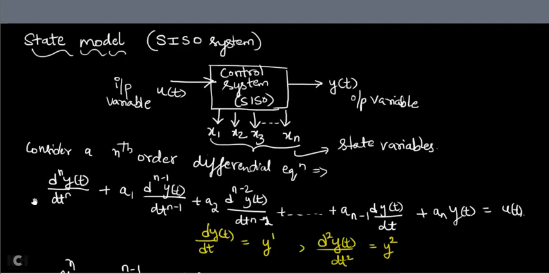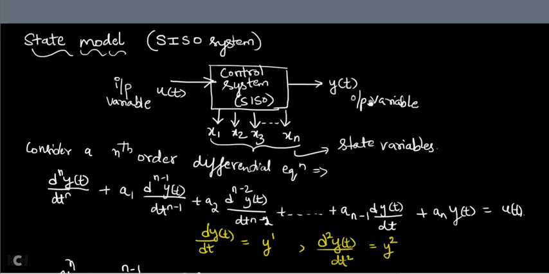Now let us learn about the state model. Model means you have to obtain a mathematical expression for a control system. Assume that you have a single input, single output system. Consider you have a control system with single input and single output. Let me call u of t the input signal and y of t my output signal. Remember, I am changing the notation.